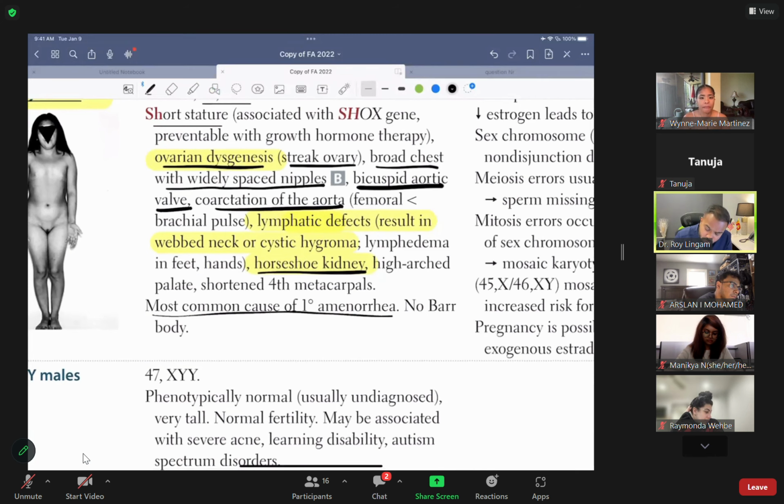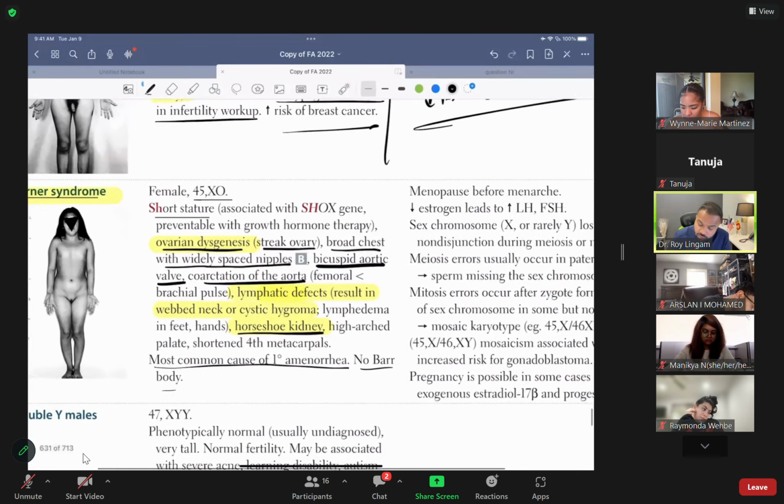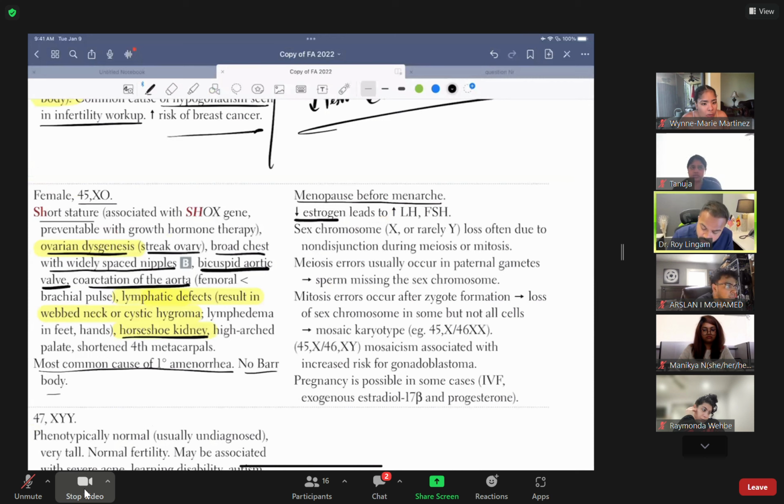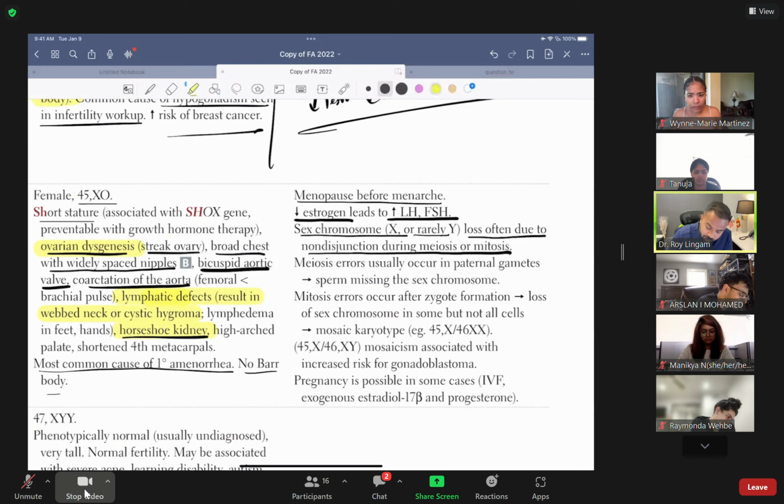This is the most common cause of primary amenorrhea, and they don't have Barr bodies. Look at here, folks. Menopause before menarche. So the idea is these people don't have ovaries or didn't develop ovaries. When there's no ovary, decreased estrogen will increase LH and FSH. Okay, so you have to be careful here. No estrogen. Sex chromosome X, or rarely Y, is lost, often due to nondisjunction during meiosis or mitosis. Okay, so that's important.